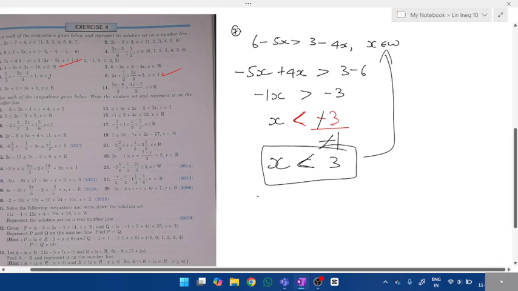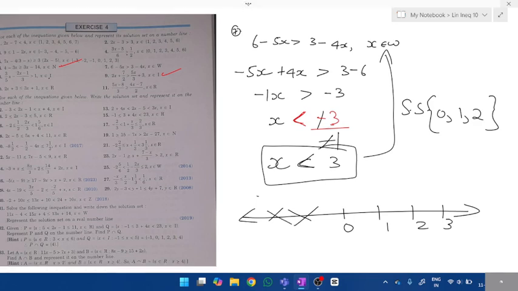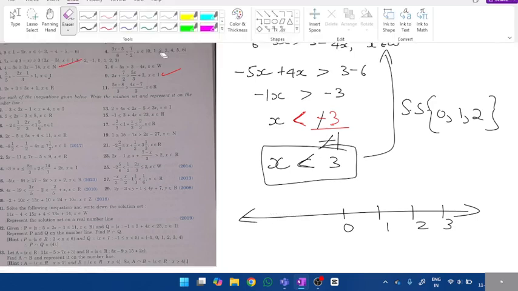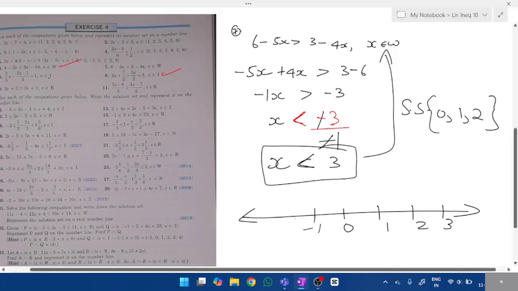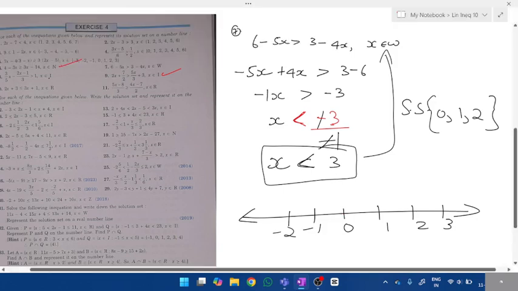Whole number is given, students. So what is the solution set, Joanna, for whole number? 0, 1, 2, sir. Yeah, 0, 1, 2. So you can plot 0, 1, 2. And whole number, so there is no negative. Don't write any negative numbers. Or just for reference, you can write -1, -2. But dots only from 0, students. 0, 1, and 2.